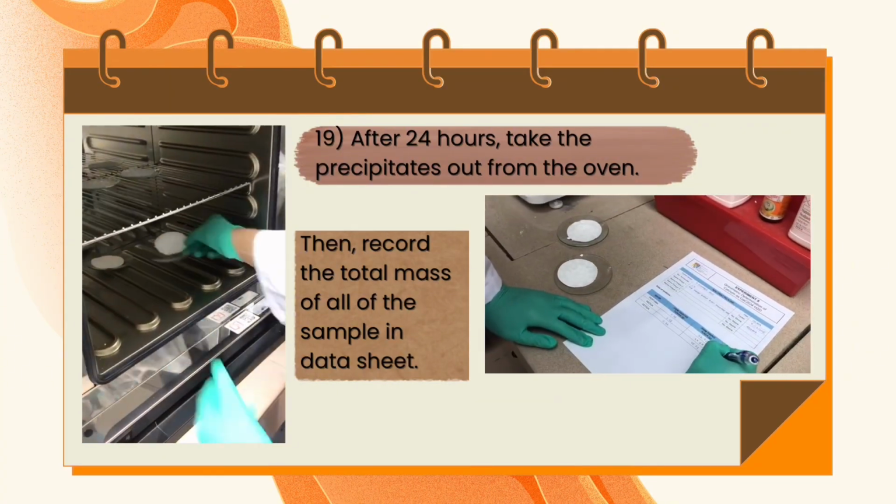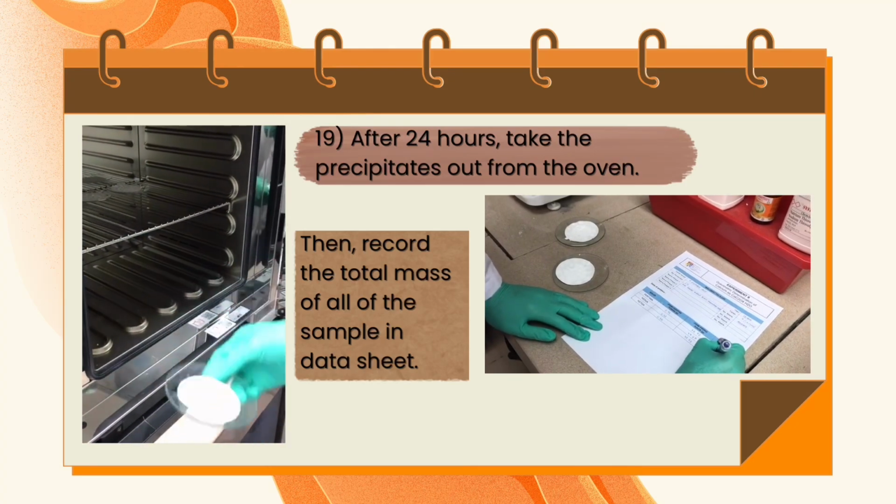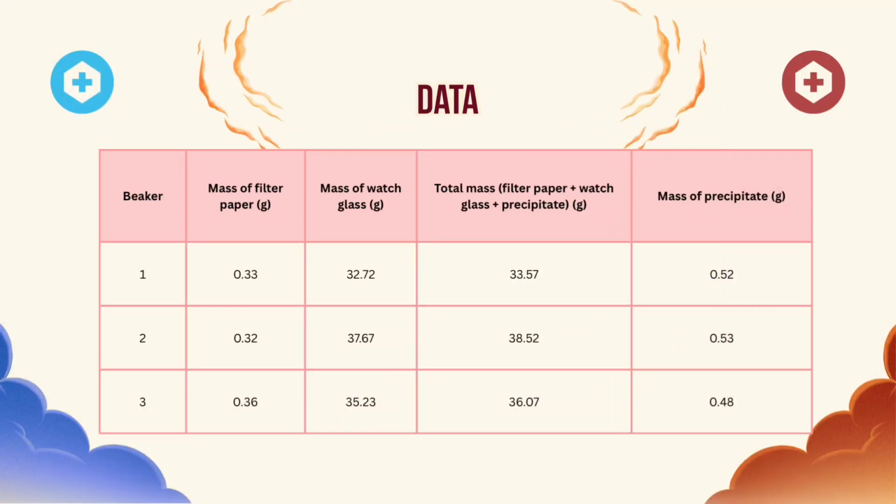The next day, after 24 hours, we took the precipitate out from the oven and then recorded the total mass of all the samples in our datasheet. In short, here are the results we obtained. First, looking at our raw data, we recorded the mass of the precipitate for our 3 trials as 0.52 gram, 0.53 gram, and 0.48 gram respectively.